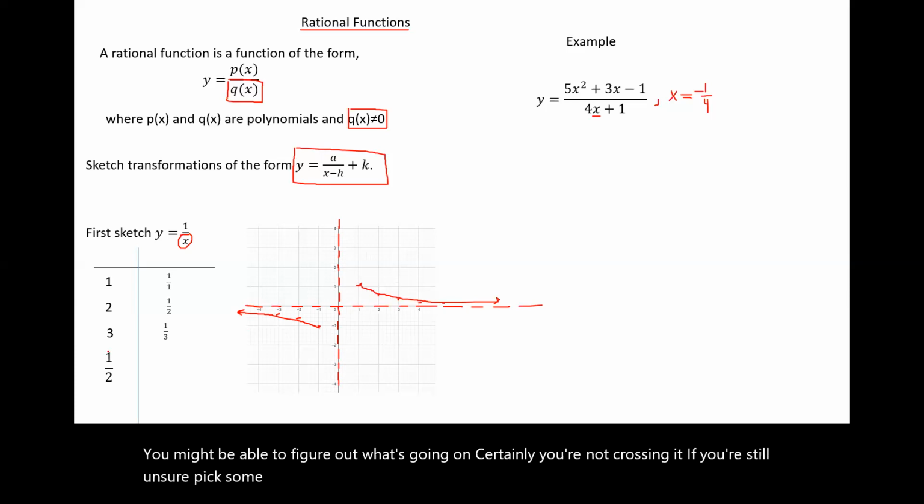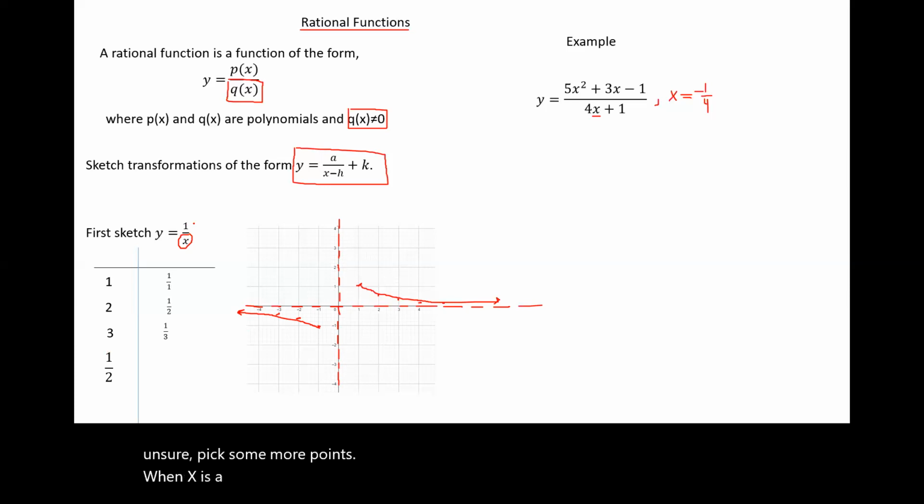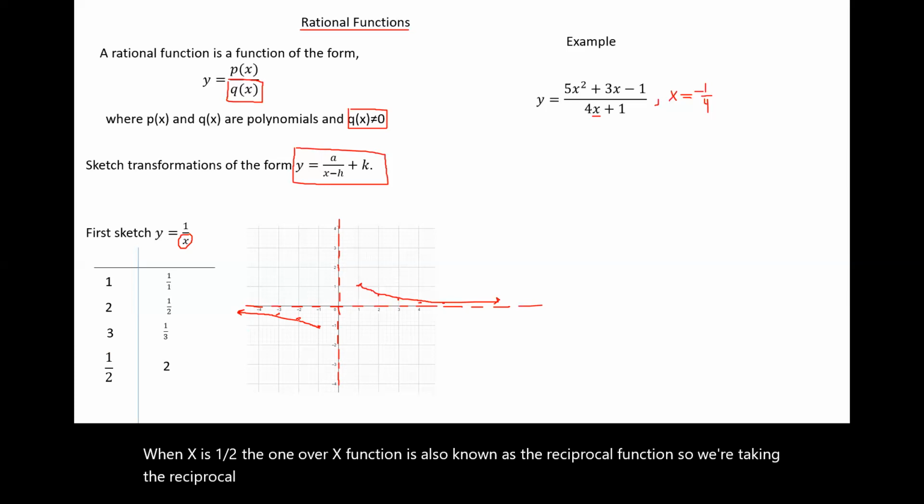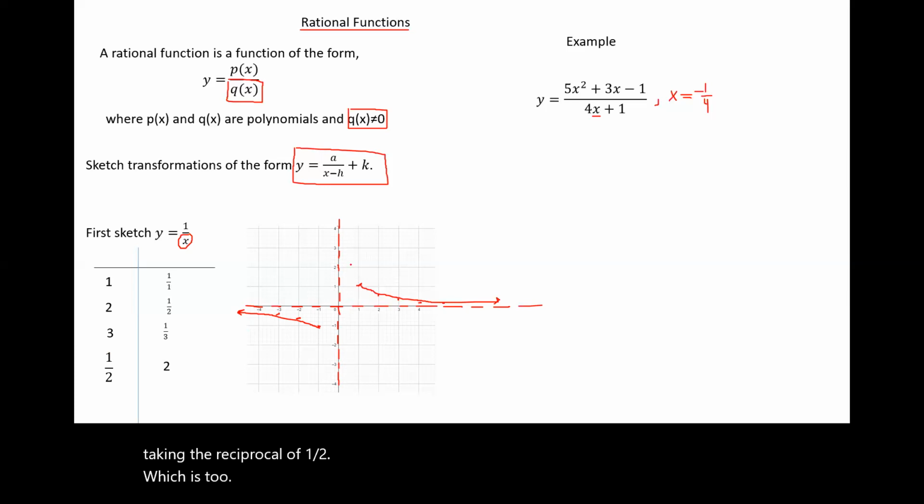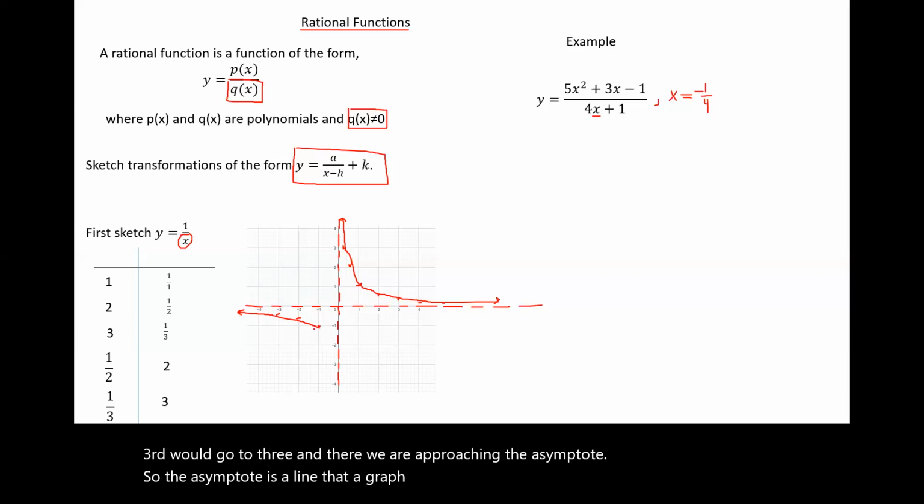When x is a half, the 1 over x function is also known as the reciprocal function. So we're taking the reciprocal of a half, which is 2. So a half goes to 2. A third would go to 3, and there we are approaching the asymptote. So the asymptote is a line that a graph approaches. So that was expected. Same thing happens on the other side.